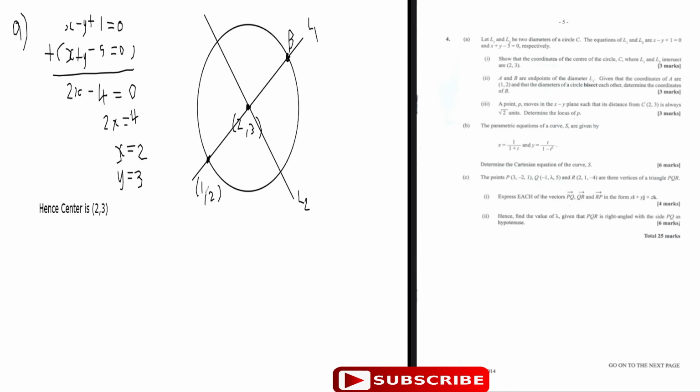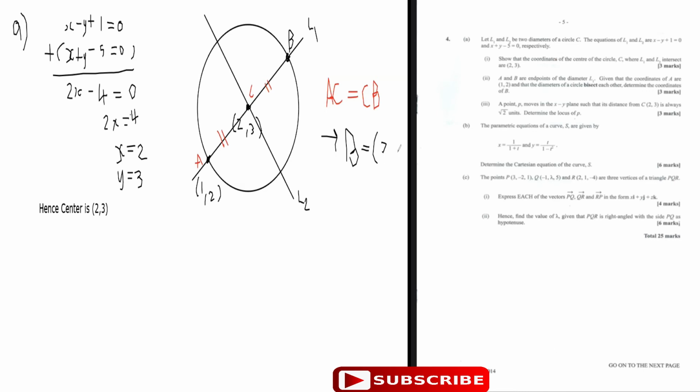Remember, the distance from here to here is the same as the distance from here to here. So the distance from A to the center is the same as the distance from C to B. There are two ways you can do it. You could use the length of a line formula and say that the distance AC is equal to the distance CB. Given that the two distances are equal, that implies that B is going to be equal to the coordinates 3, 4.